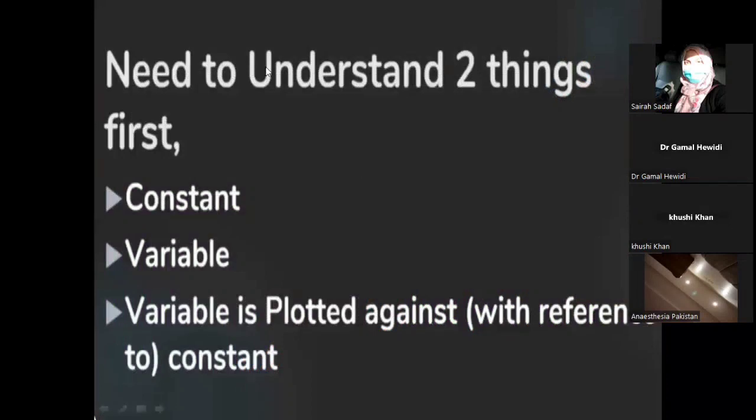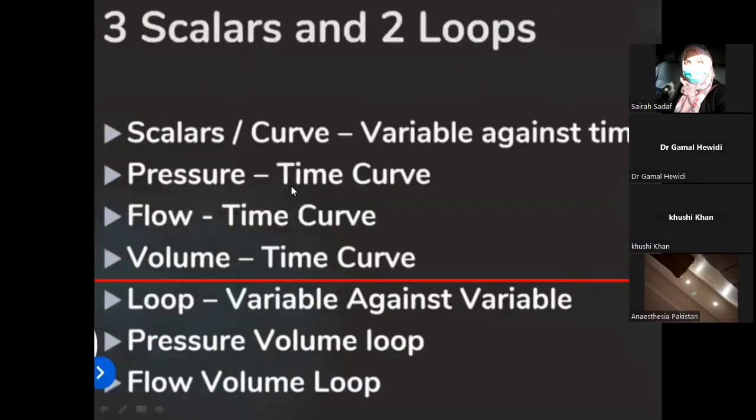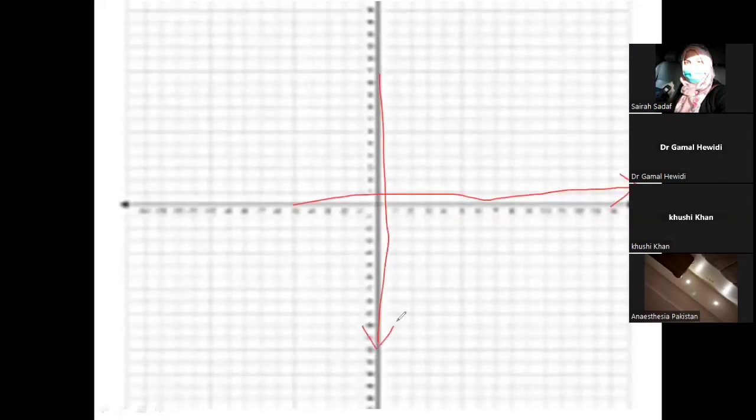You need to understand two things. First of all, we have constants and we have variables. Let me show you another picture. As you all know, this is a graph paper, the typical graph paper. It has two axes. This is the horizontal one, the x-axis. This is the y-axis going down. This is the positive side, this is the negative side. This is the positive side, this is the negative side.